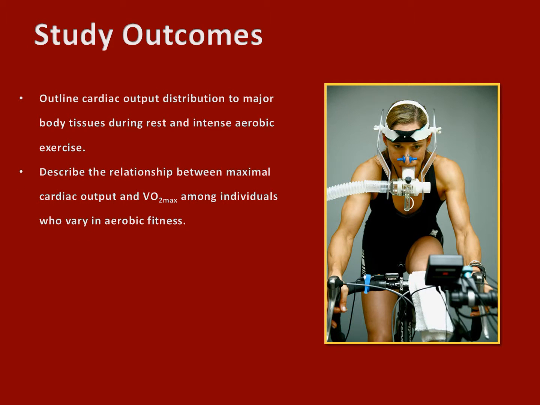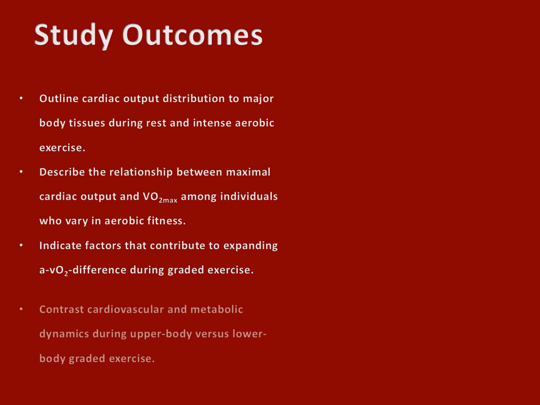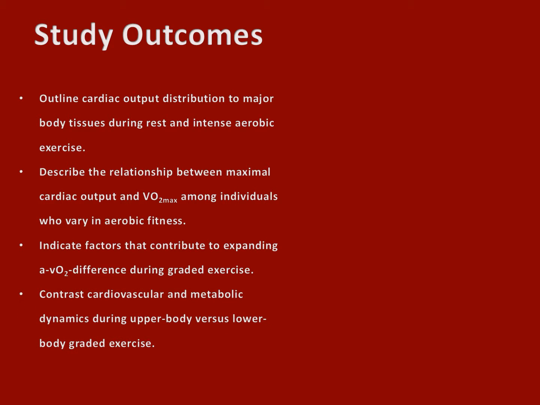Describe the relationship between maximal cardiac output and VO2 max amongst individuals who vary in aerobic fitness. Indicate factors that contribute to expanding arteriovenous difference during graded exercise. Contrast cardiovascular and metabolic dynamics during upper body versus lower body graded exercise.